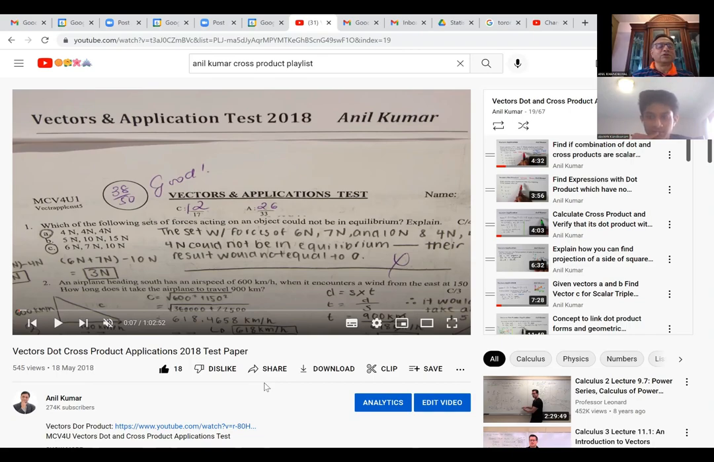So if the sum of two sides is not greater than the third side, then you cannot form a triangle, and then it is not going to work. Which of the following sets of forces acting on an object could not be in equilibrium?